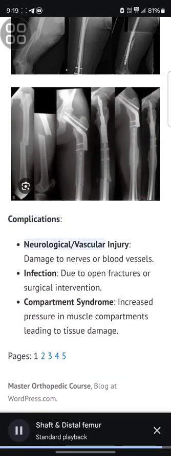Complications. Neurological and vascular injury: damage to nerves or blood vessels. Infection: due to open fractures or surgical intervention. Compartment syndrome: increased pressure in muscle compartments leading to tissue damage.